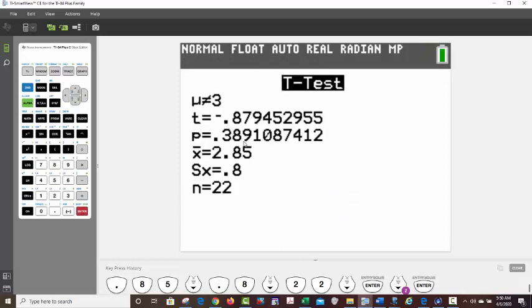So there's your test statistic, negative 0.88. Once again, you won't have to actually get the p-value for these t-tests, but there it is. And it's clearly greater than alpha, so that also means fail to reject. Just want to throw that in there.